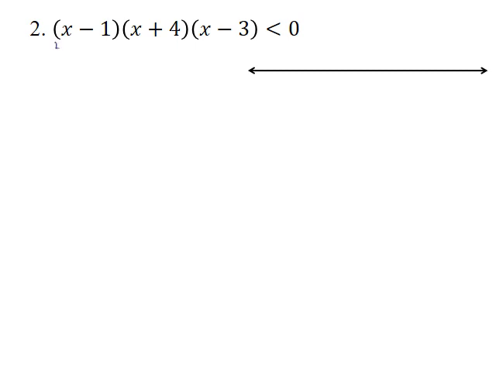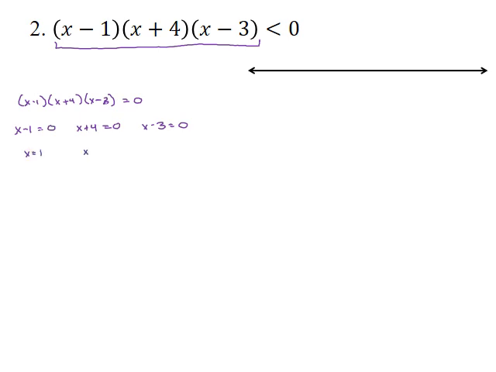So in this case, my original expression is this side. So I'm going to start with step number 1. And while some of y'all may be able to jump straight past this first step, I'm going to go ahead and write it out. You need to set your original expression equal to 0. And since it's already in factored form, you can go ahead and set all of those equal to 0. So x minus 1 equals 0, x plus 4 equals 0, and x minus 3 equals 0. Solving each of those, you should get x equals 1, x equals negative 4, and x equals positive 3.